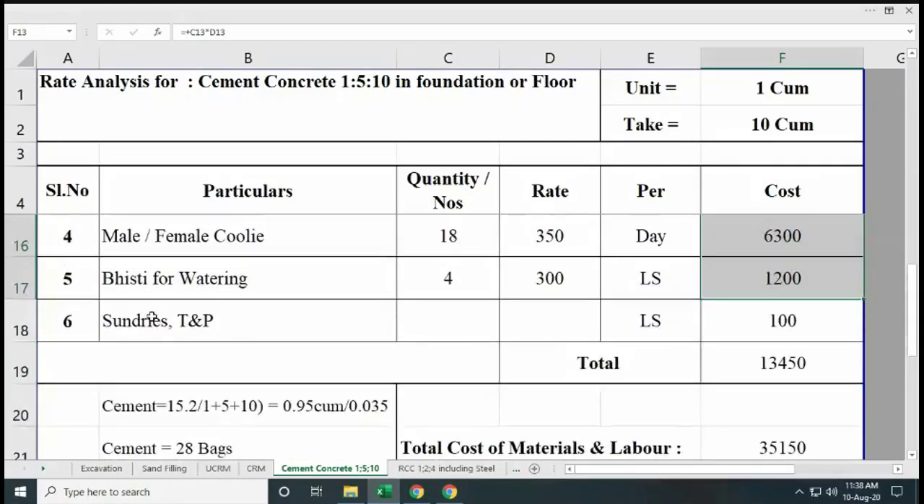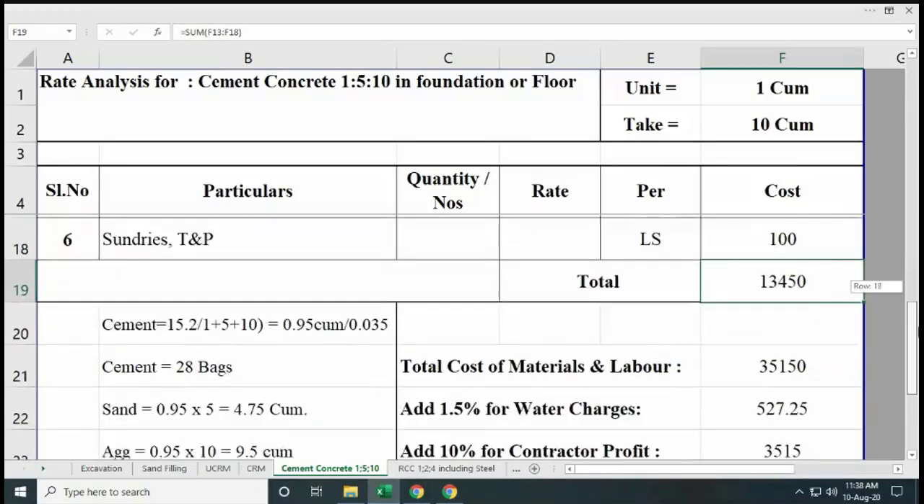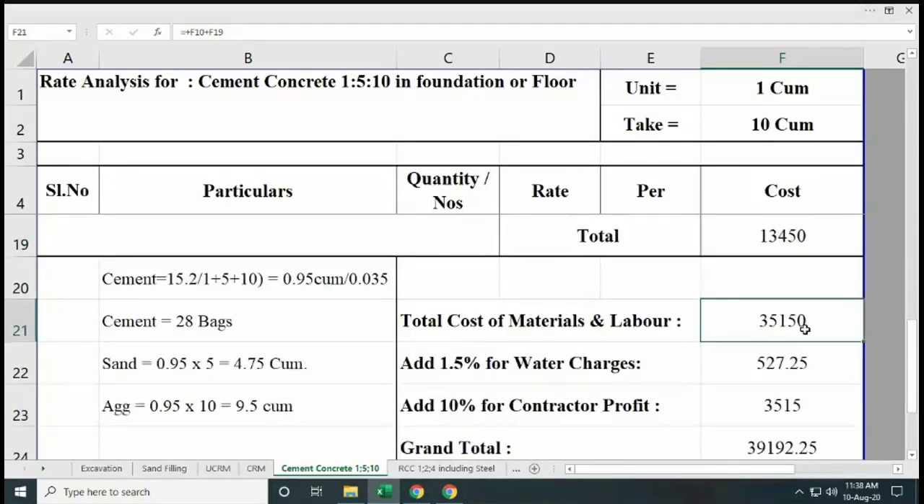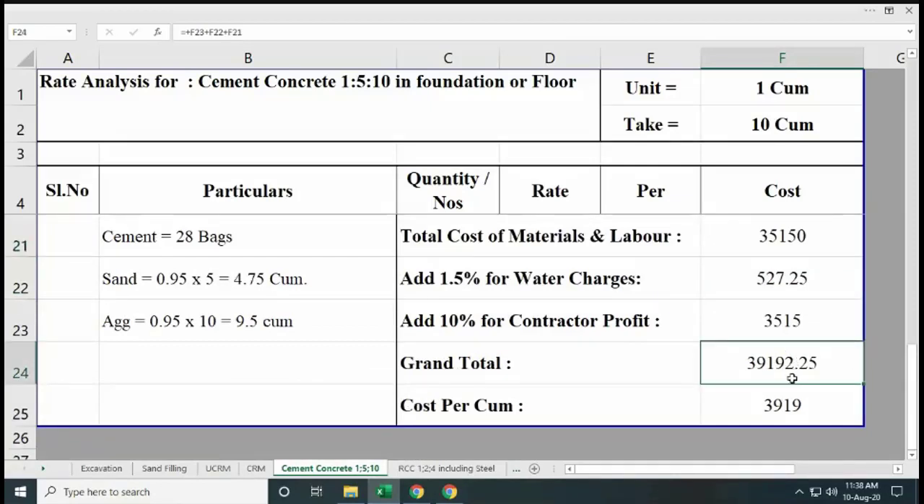So for miscellaneous items, sundry tools and plant depreciation costs and all, we can add certain 100 rupees or 200 rupees extra. This will be the total cost of material and labor. So you can add 1.5% extra for water charges and 10% contractor's profit, so as to get the grand total. Right? So this is divided by 10.